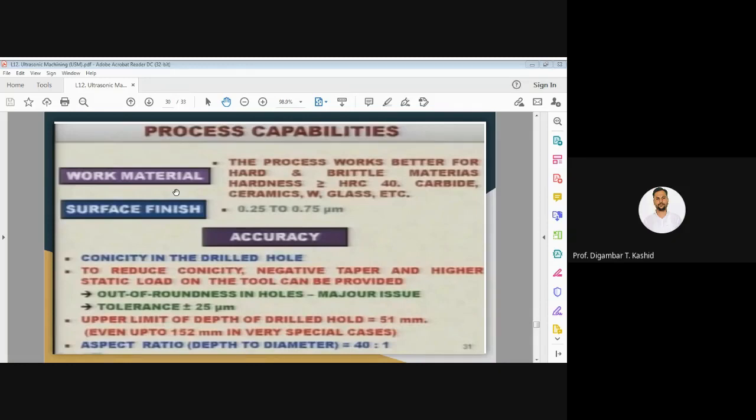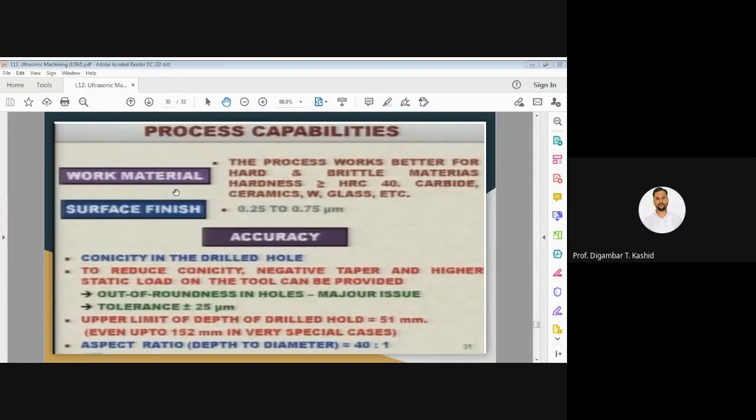Again, the materials which can be comfortably machined include carbide, ceramics, tungsten, or glass, etc. The surface finish value, that is the Ra value, that can be obtained by this particular process is in the range of, here I have written, 0.25 to 0.17 micron. However, all this will depend upon the selection of the parameters of your ultrasonic machine. The process capability we can measure with the help of surface finish, the work material, and the third one, the accuracy.